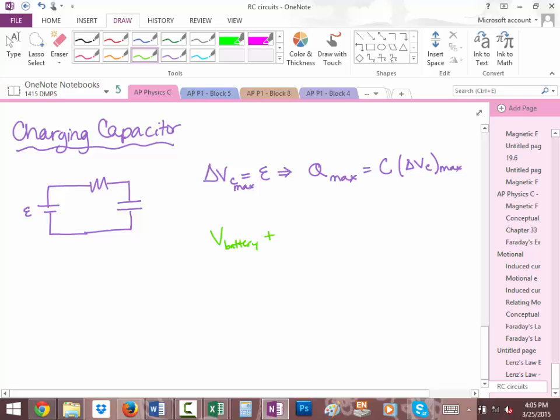Plus V for the resistor plus V for the capacitor has to equal 0. So let's make one of them negative or 2 of them negative. It doesn't really matter. Really what we want to say is that the battery is going to be equal to VR plus VC. We're going to take the same kind of game we played before. So VR is going to be equal to IR. And VC is going to be equal to Q over C. And I'm just going to call this V sub B for the battery.